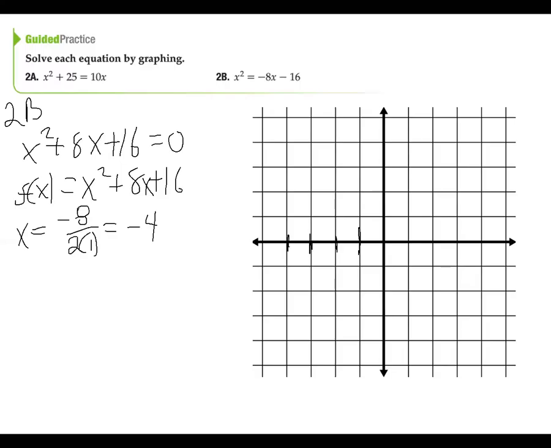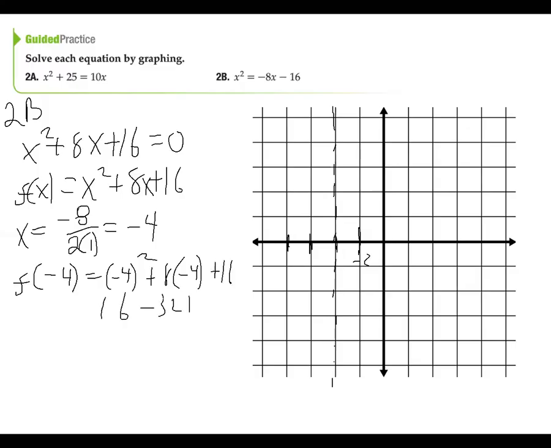I'm going to let these go by 2's. So the axis of symmetry is right there. F of negative 4 is going to be negative 4 squared plus 8 times negative 4 plus 16. So you'd have 16 minus 32 plus 16, which equals 0. So your vertex is right there.